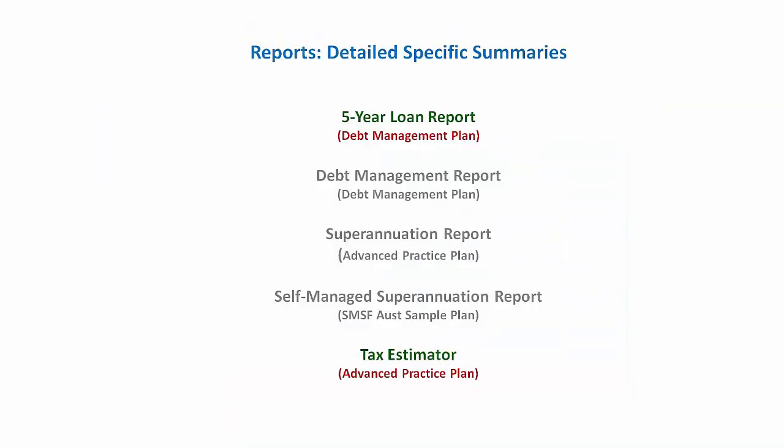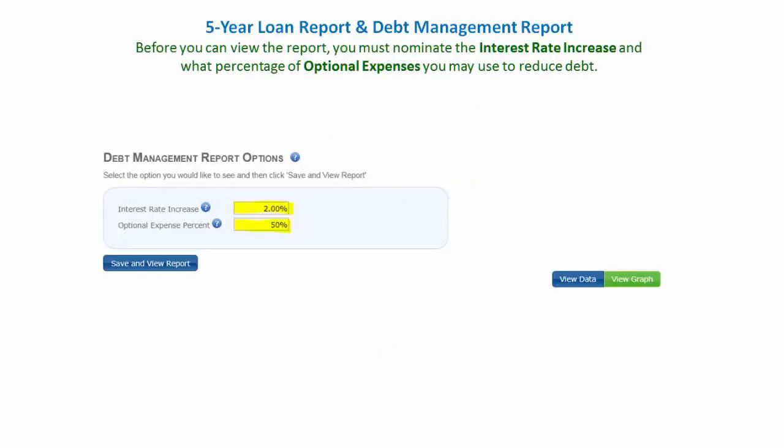The next set of reports are detailed specific summaries. The name of the sample plan used in the reports are listed. The reports are 5-year loan report, debt management report, superannuation report, self-managed superannuation report, and the tax estimator. The 5-year loan report and the debt management report provide the same information, but the second report lists strategies to reduce debt. These reports give a very detailed look at loans over the first 5 years of the plan.